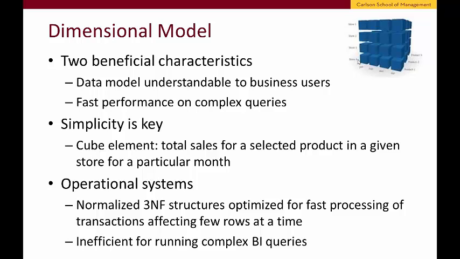As was already discussed in a previous presentation and videos, operational systems are fully normalized 3NF, or third normal form, structures that are designed to optimally process day-to-day operational transactions affecting few rows at a time. These systems are simply not designed to run complex queries affecting millions of rows. Aside from the slow performance of those queries for BI users, they degrade the performance of the operational system needed for smooth daily operations of the business.